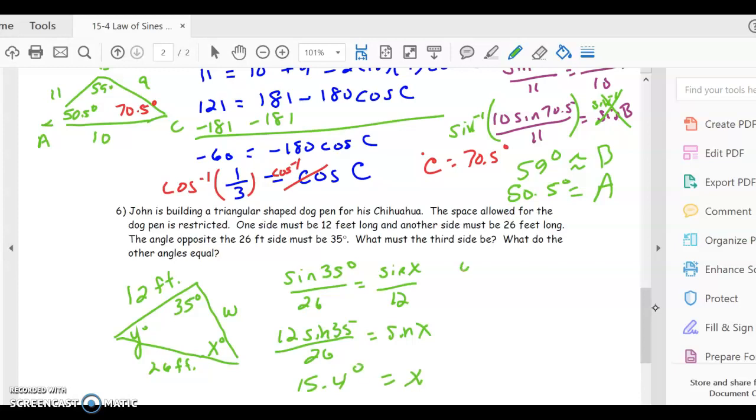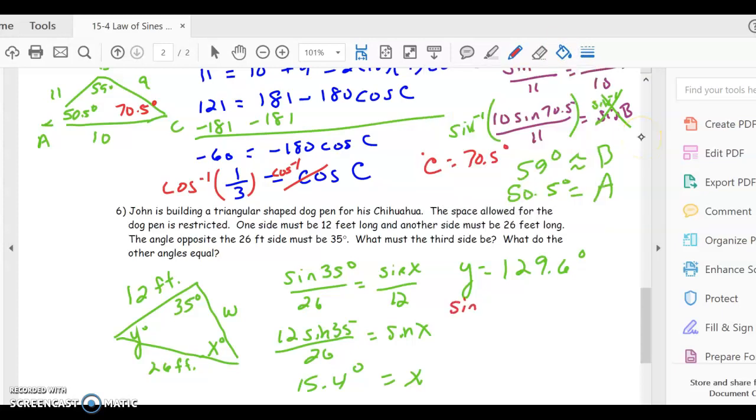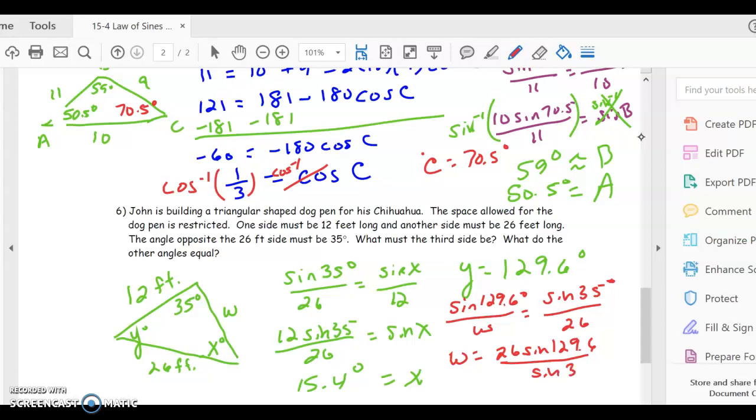degrees. We can quickly find y by subtracting from 180. So we got 180 minus 35 minus 15.4. That comes out to be 129.6 degrees. And then the last problem that we need to do is find w. So we can do sine of 129.6 over w equals sine 35 over 26. So if we cross multiply and solve, w is going to be equal to 26 times the sine of 129.6 divided by sine of 35. So w is going to be approximately 34.9 feet.